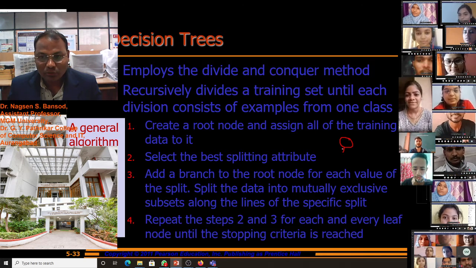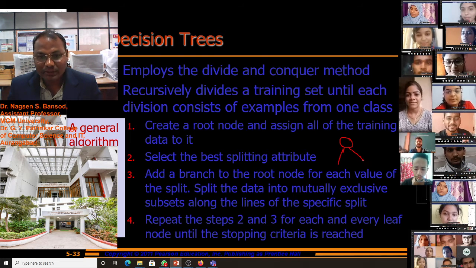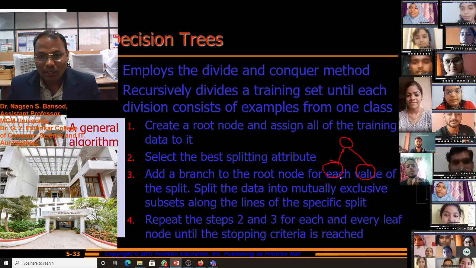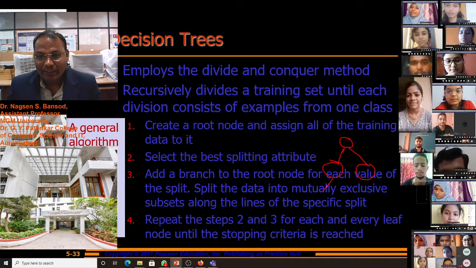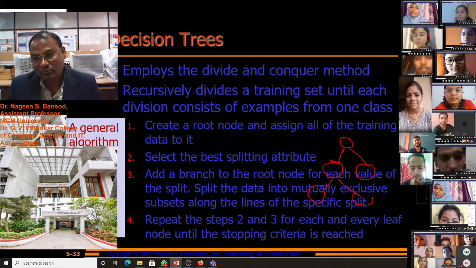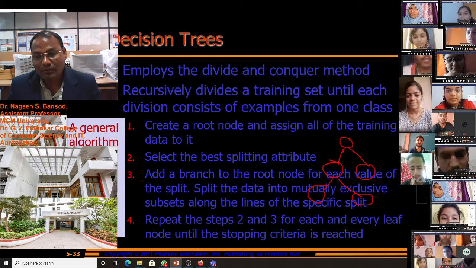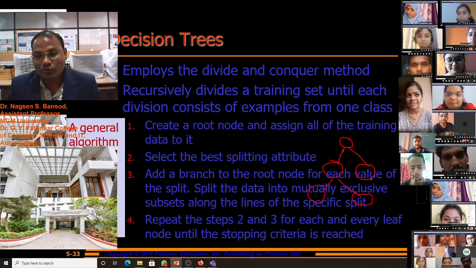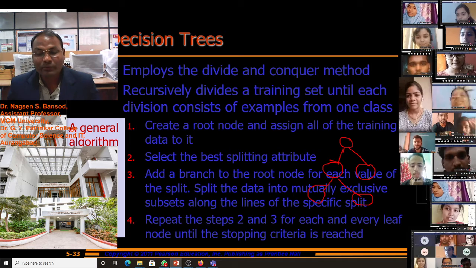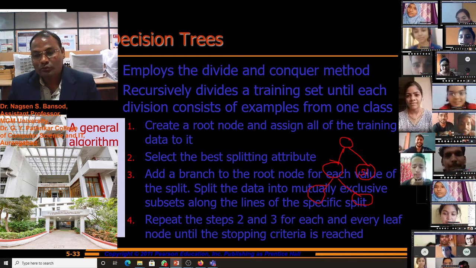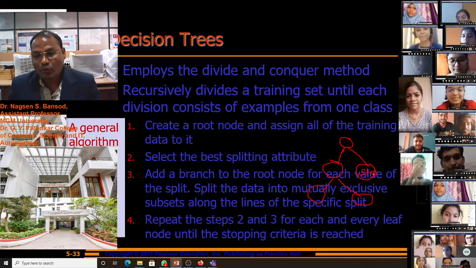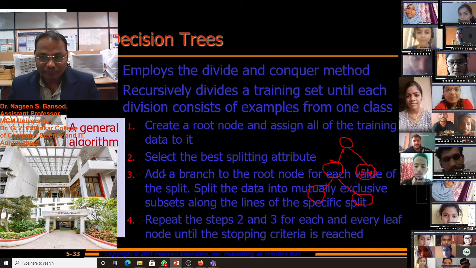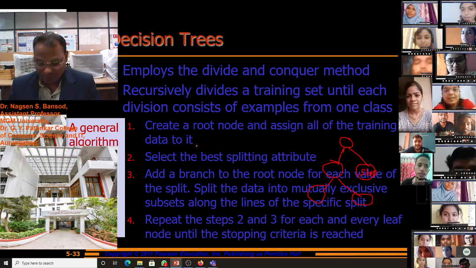Select the root node, then split on the best attribute until we reach the stopping leaf node. Suppose there is not any further leaf node, then this will be the stopping point in the decision tree. This is the general algorithm for a decision tree.